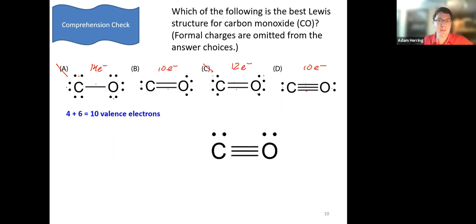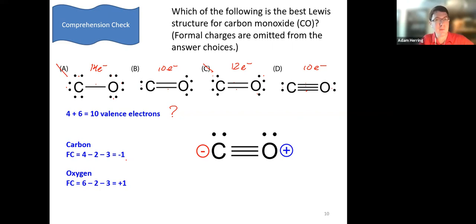At this point, we reevaluate. Do we have 10 electrons shown? Yes. Do both elements have their satisfied octet? Yes. Now we calculate the formal charge. For carbon, it has 4 valence electrons. It has 2 electrons in lone pairs, and then we subtract half the electrons in bonds, giving us a formal charge of -1. For oxygen, it has 6 valence electrons. It has 2 lone pair electrons and 3 that we count from the bonds, so it has a formal charge of +1. So those are our formal charges. They should add up to be the charge on the molecule, which is 0, and they do.